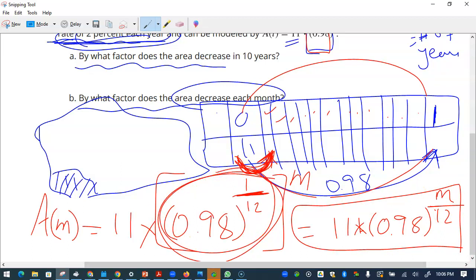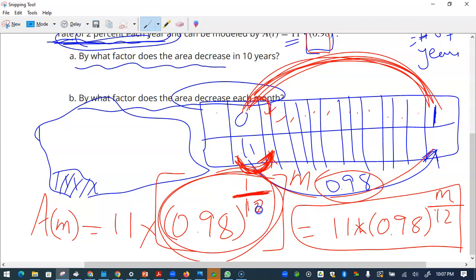This problem did not ask for that, but remember, from 0 to 1 is whatever that factor is, like 0.98. But if you break it into 12 parts, you have to divide by 12. That's the goal here. Hope that helps. Let's go to the next one.